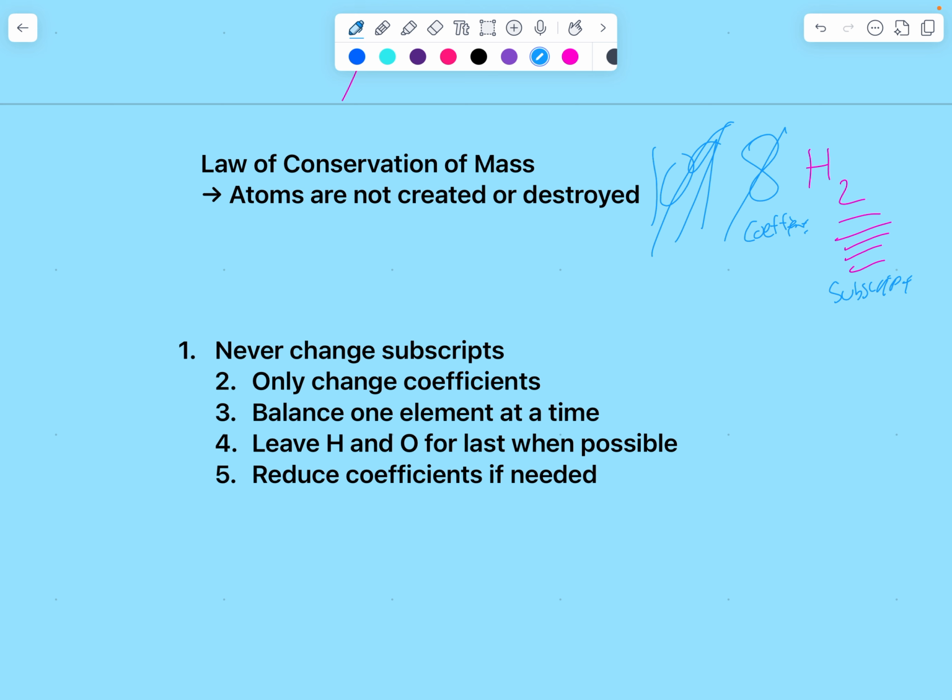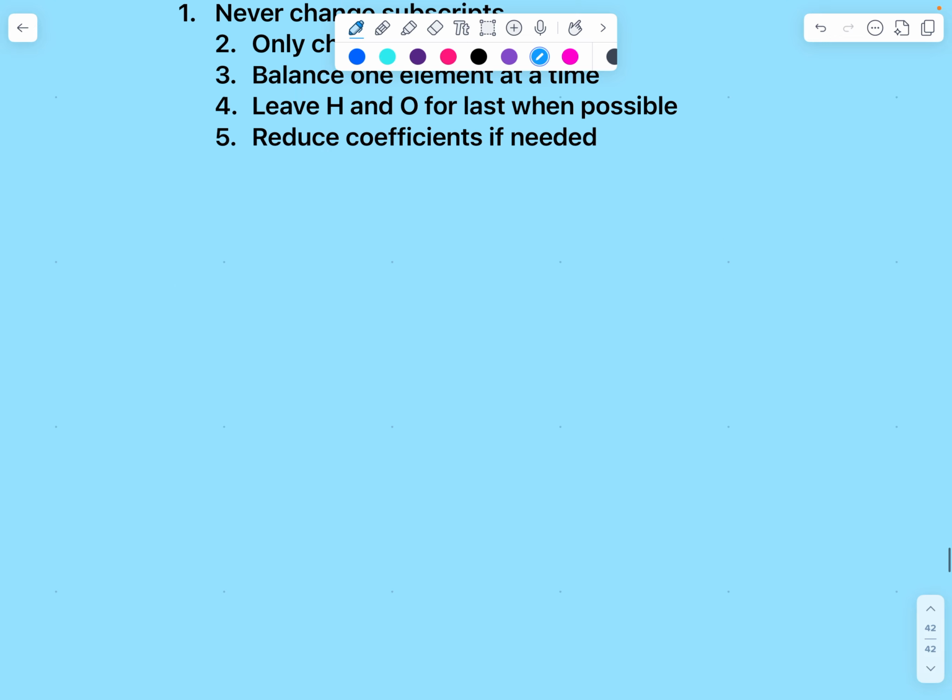Never change subscripts, only change coefficients, balance one element at a time. Leave H and O for last when possible, because they're so silly, they're going to keep changing and it's going to drive you bonkers, so save them for last. And reduce coefficients if needed. All right, let's try a practice problem.